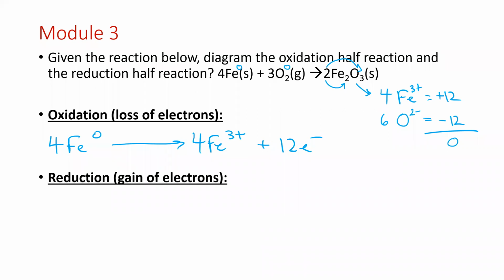I lost electrons there. The reduction half reaction: you've got 3 oxygens that are 0 each. We're going to add in a total of 12 electrons. And that's going to take us, once we think about it as an ion, to 6 total oxygens at 2- each. So again, we've got a balance of charge: -12 charge on the left, and overall -12 charge on the right with our oxygen. And reduction is the gain of electrons.